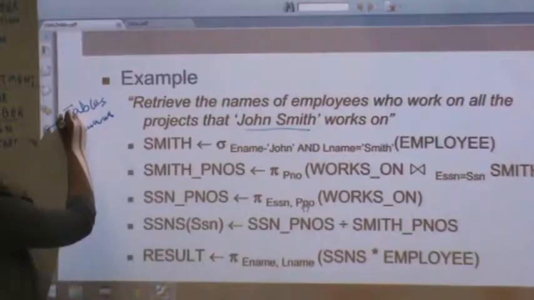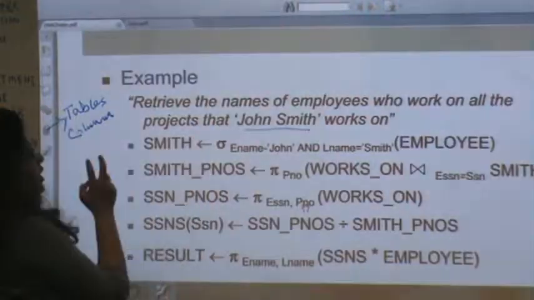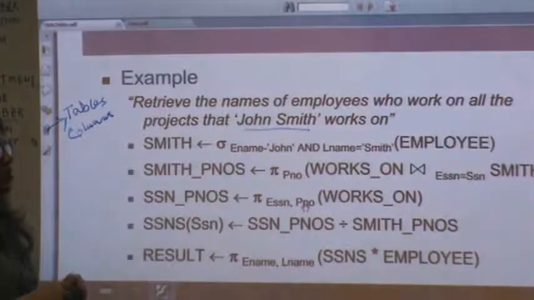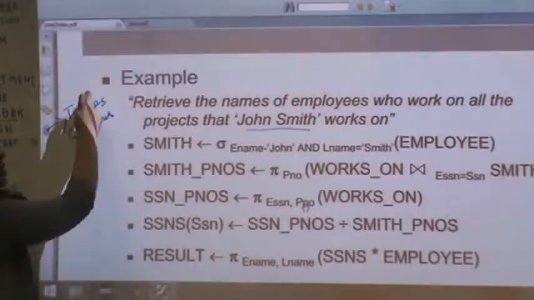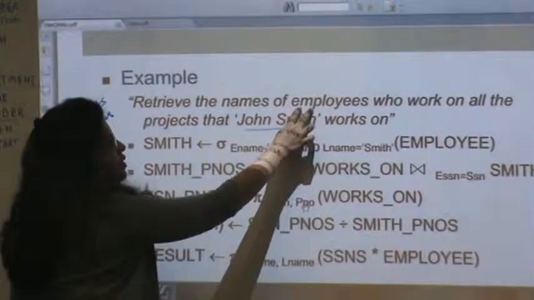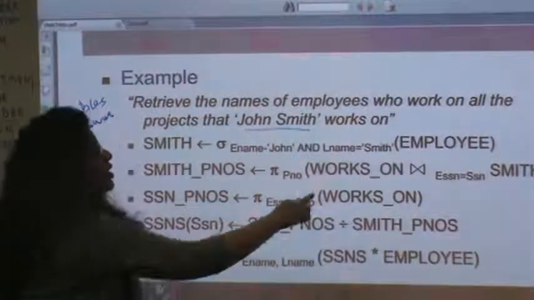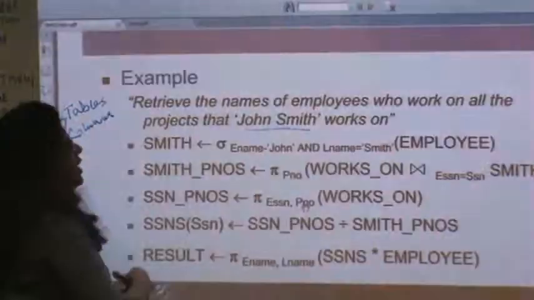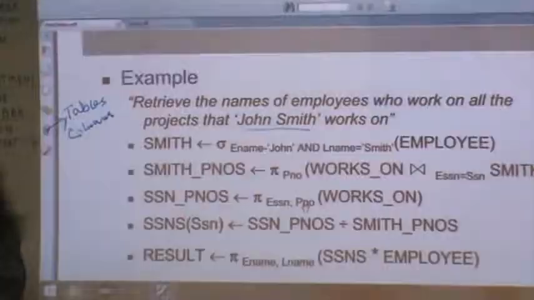So first thing in our mind, how many tables? How will I decide that? If I am clear about exactly what columns I need, then I can realize how many tables. Retrieve all of the names of the employees. So the employee table I need for sure. Who works on all the projects? So then the project table I need also. That John Smith works on, then somehow the works on table I also need.